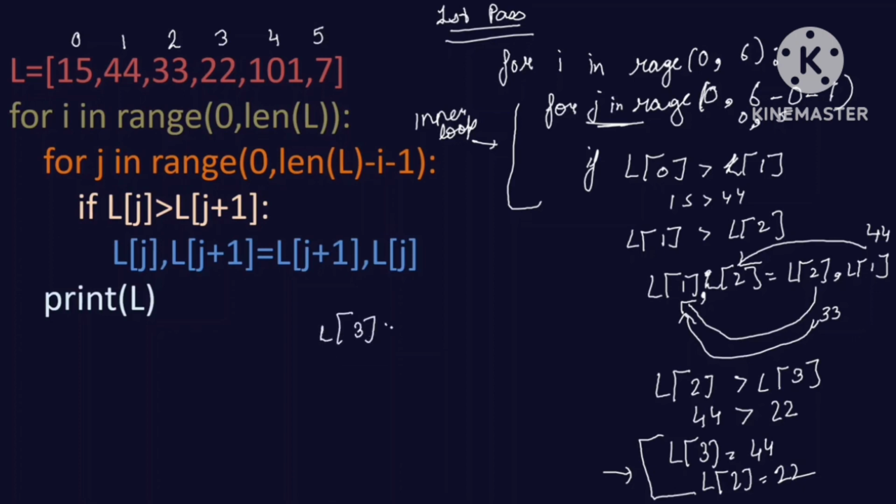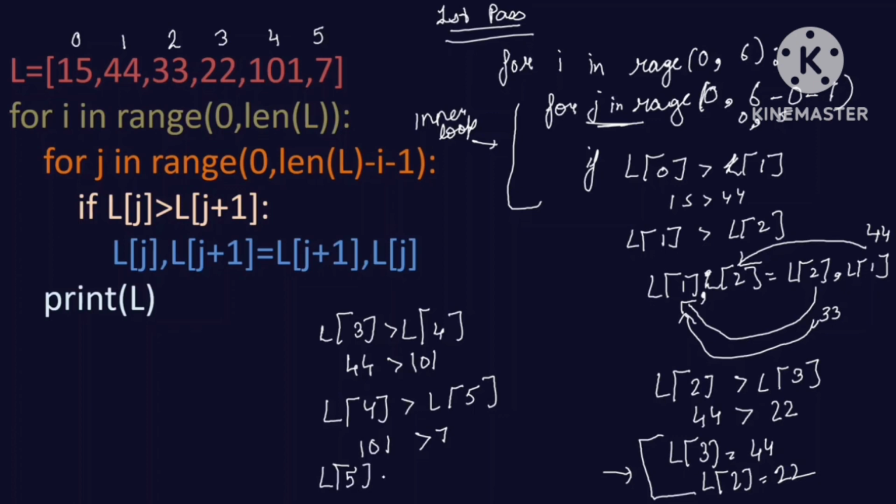Then we will compare L4 greater than L5. 101 greater than 7, true. That means 7 and 101 will change their position. Swapping will happen. So 7 will be at the 4th index and the 5th index will be 101.